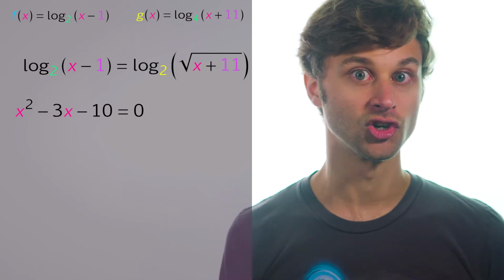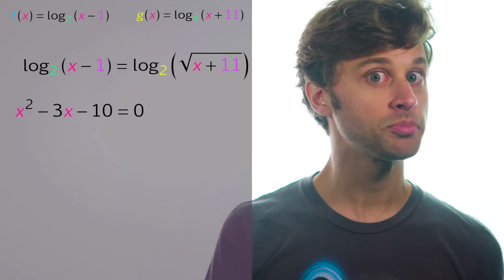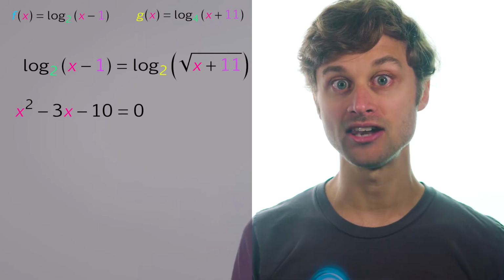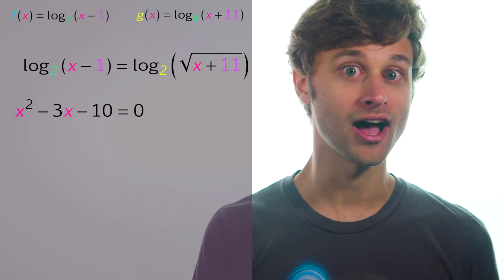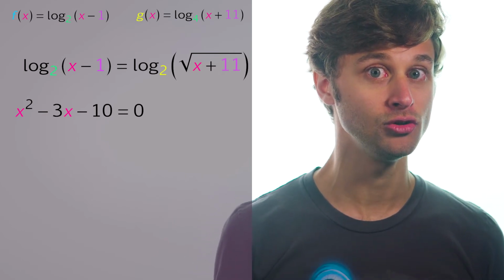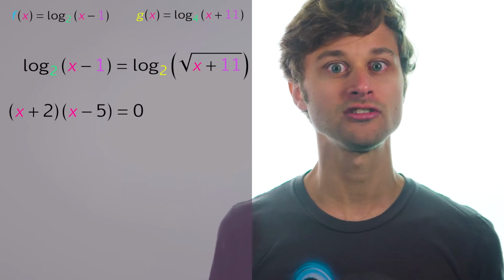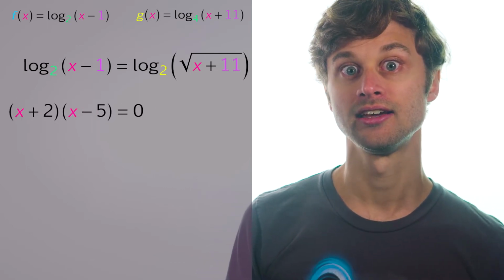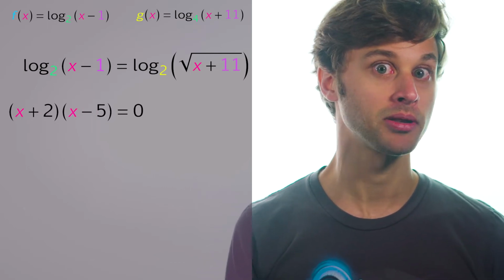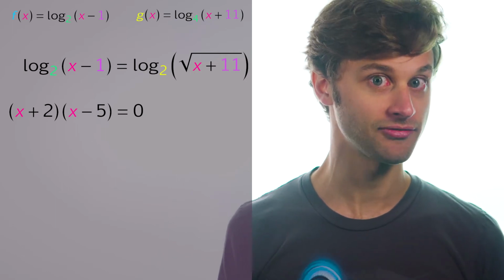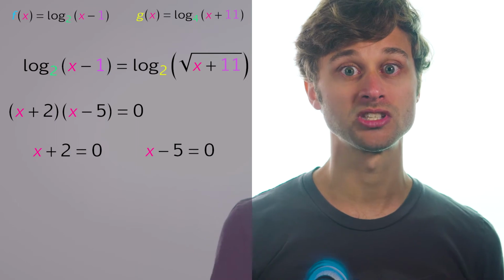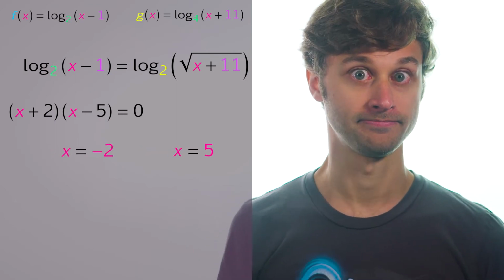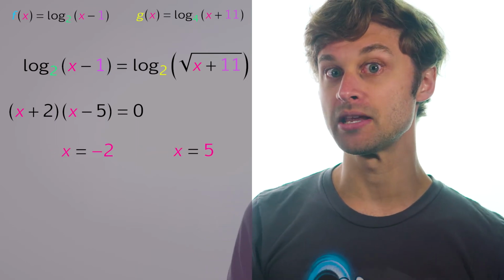Fortunately, this is factorable. What two numbers multiply to −10 and add to −3? Well, those numbers could be, for instance, −5 and +2. And in fact, that works. So the factorization of this quadratic is (x + 2)(x − 5), and all that is equal to 0. So the solutions for x must be −2 and +5. But remember that one of these solutions might be erroneous.